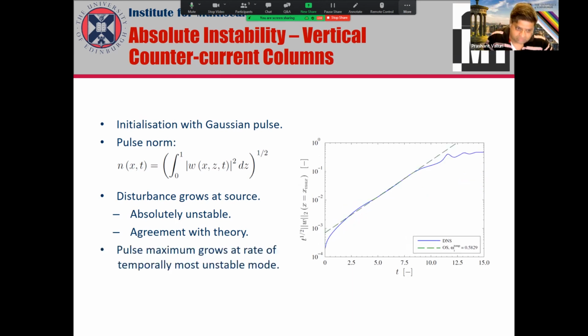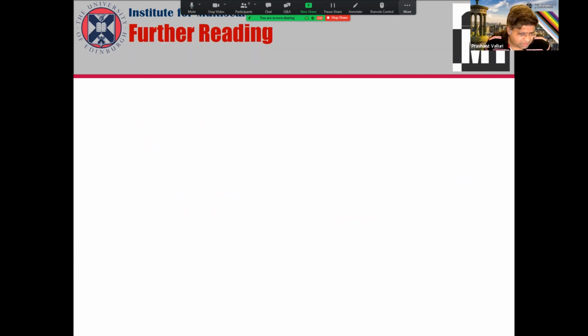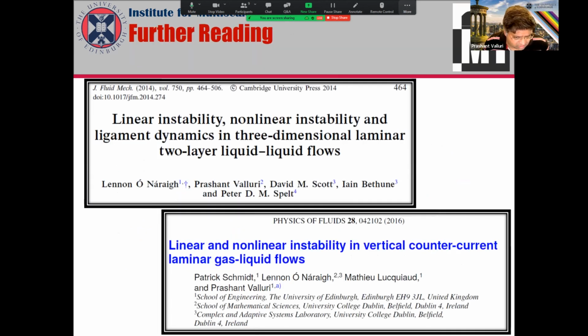You can do many such simulations, and you can propose that if you want to maximize your heat transfer, or maximize your wave production, or maximize your interfacial area, then you can operate in a certain range and so on. These have been published, so you can look at my papers in JFM and Physics of Fluids. This was quite a while ago, but you can have a look.